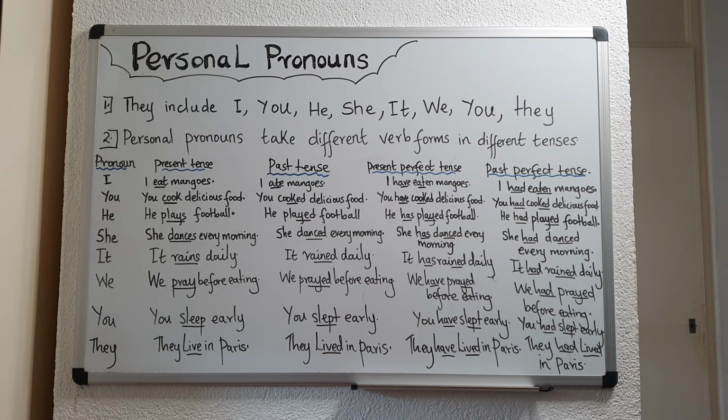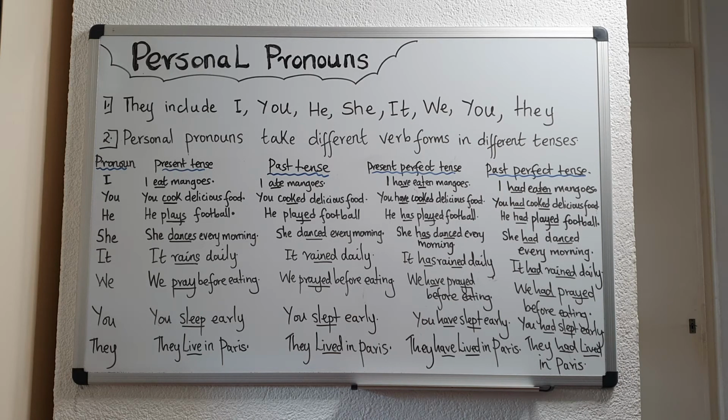In the past perfect tense, it's very simple. You just combine the personal pronoun she with had and then the verb in the past tense. She had danced every morning. Let us move on to the next personal pronoun, and that is it.